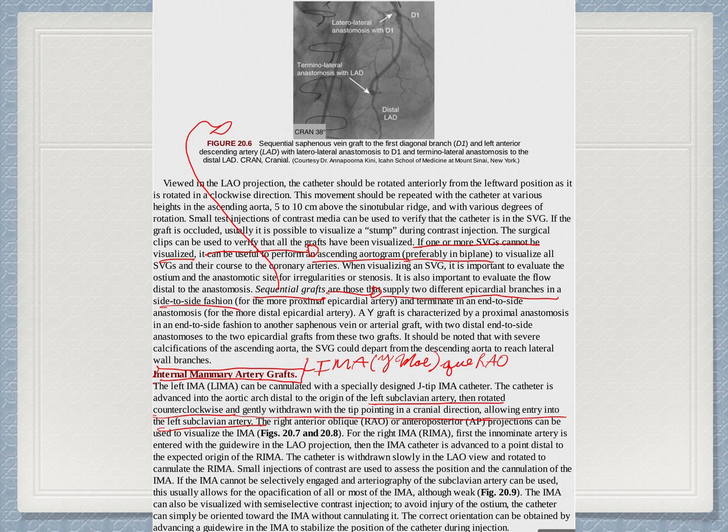So moving on, it says that if one or more saphenous venous grafts cannot be visualized, you should do an ascending aortogram, preferably in biplane. Sequential grafts, what are they? They are those that supply 2 different epicardial branches in a side-to-side fashion. In figure 20.6, you can see saphenous venous grafts in sequential format.